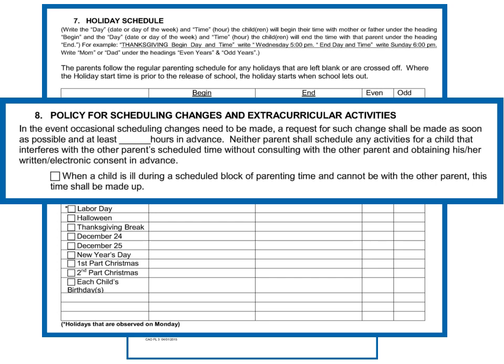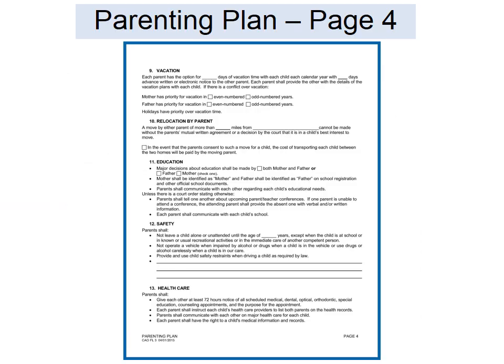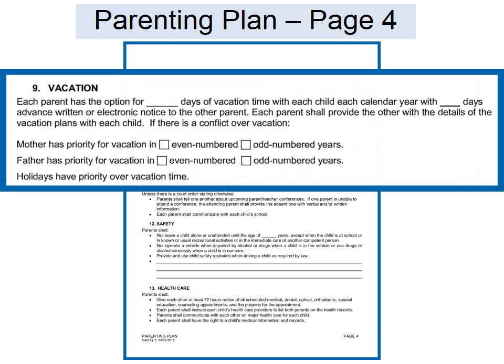Paragraph 8 on page 3 sets forth a policy you may choose to use regarding how you will address scheduling changes and extracurricular activities. Page 4 of your parenting plan starts with paragraph 9, a provision for vacation time available to each parent per year that is not included on page 2 or 3 of your parenting plan.